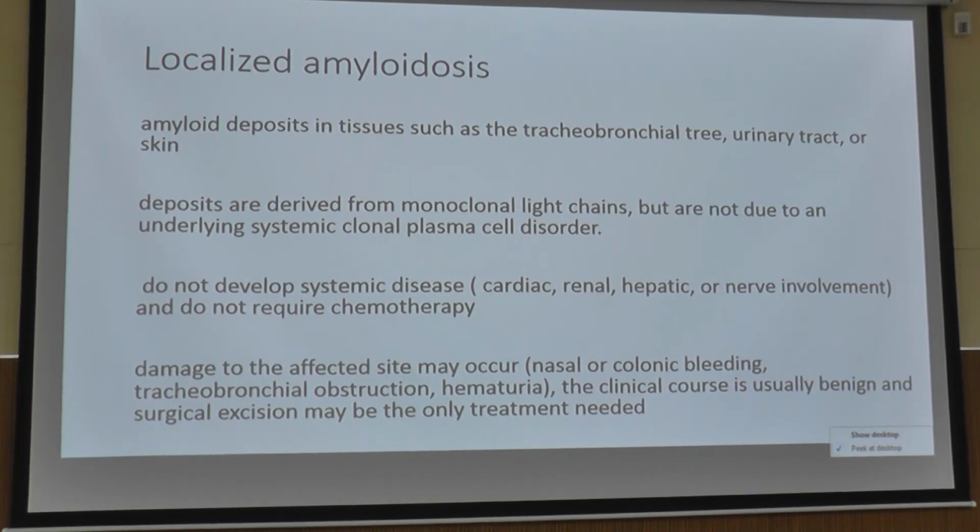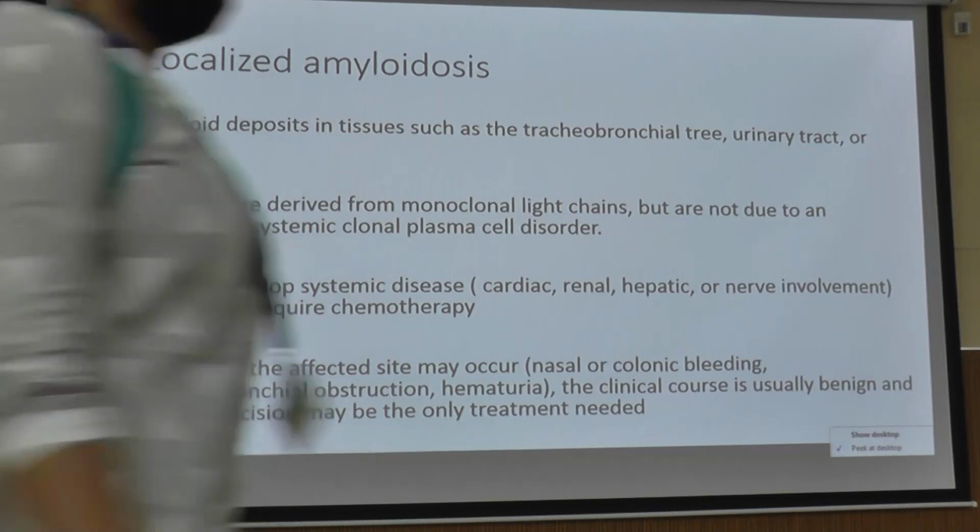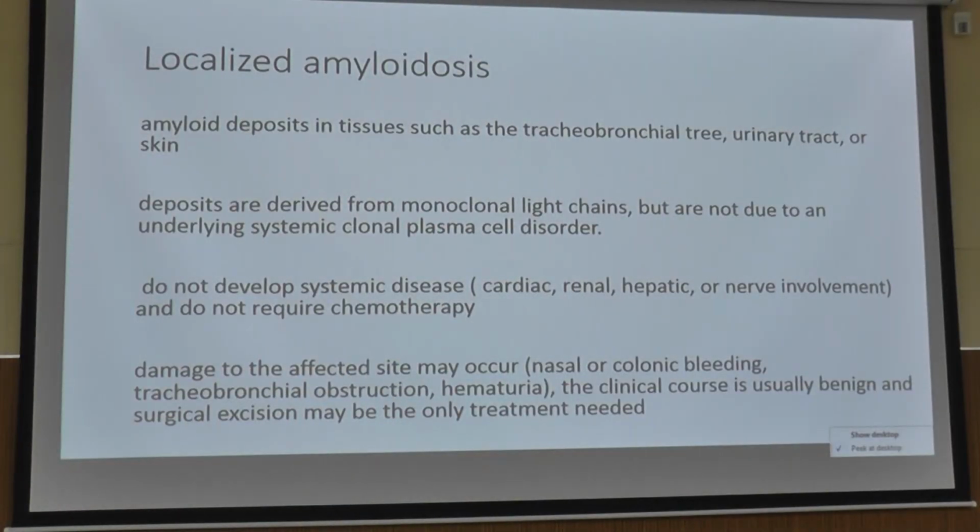They do not develop systemic disease, no cardiac, renal, or hepatic involvement, and hence they do not require any form of treatment. There may be damage to the affected site. Nasal area will be there. They may cause chronic bleeding, tracheobronchial obstruction, hematuria. They may be causing only a problem at the defined localized site. The clinical course is benign, and once you identify that as amyloid, you are going to just do excision.